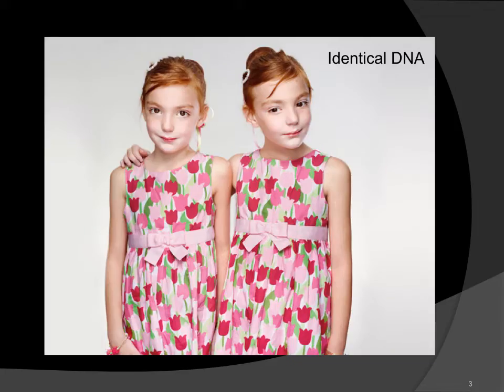We know that DNA is the hereditary material responsible for passing on genetic information from cell to cell. We just need to look at identical twins to know how perfectly the 3.2 million base pairs of the human genome can be copied. So how does DNA replication happen?